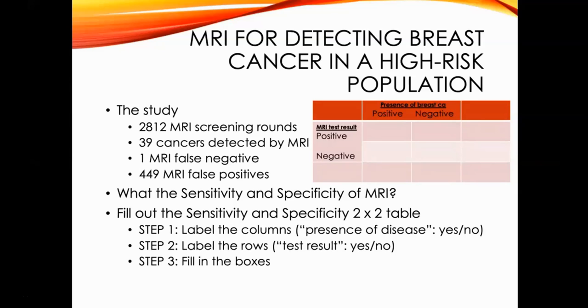So we're going to start with the 2,812 MRI screening rounds and put that in the total box. Then we're going to take the 39 cancers detected by MRI. Those are the true positives, so they go in box A. We're going to take the 1 MRI false negative and put that in the false negative box, box C. Then we're going to take the 449 MRI false positives and put those in the false positive box, box B. Now we're going to use math to fill in the rest of the boxes. You can go ahead and do that for a minute on your worksheet, and then I'll fill them in here.